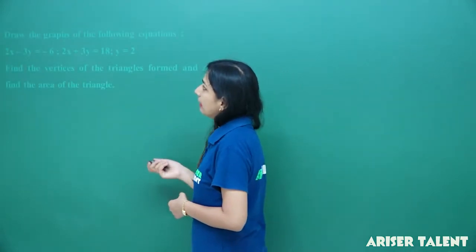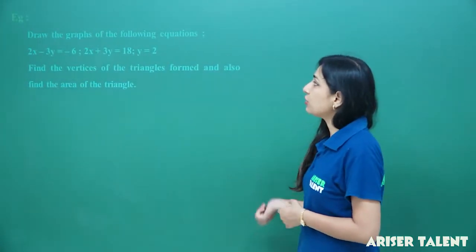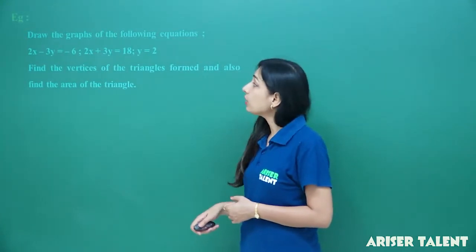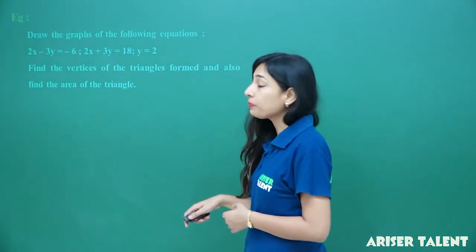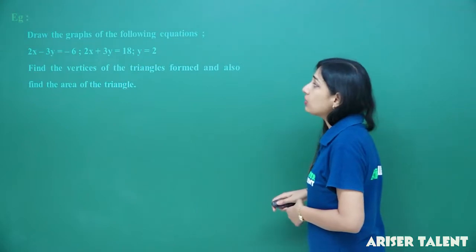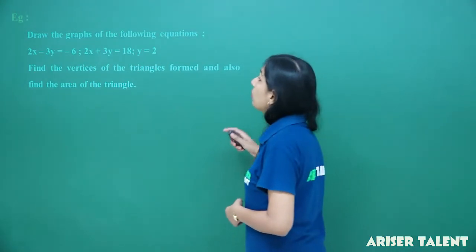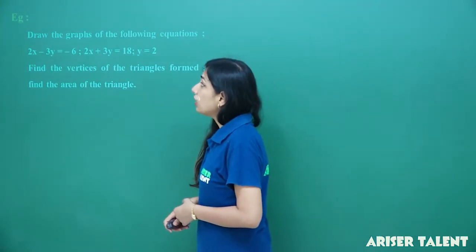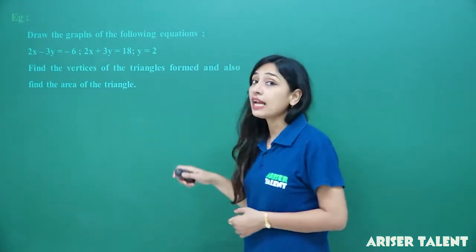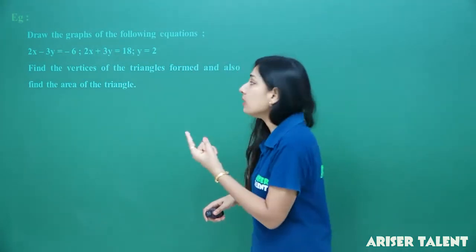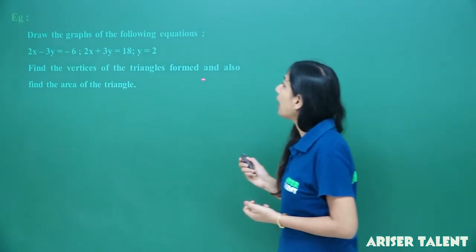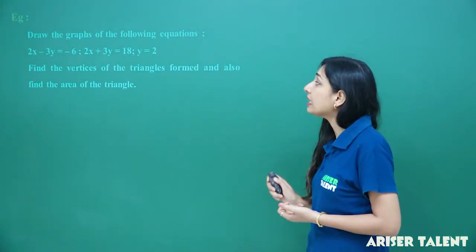question, right? Draw the graphs of the following equations: 2x minus 3y equals minus 6, 2x plus 3y equals 18, and y equals 2. Now you have to draw these lines on the graph. Now the second thing is what? Find the vertices of the triangle formed and also find the area of the triangle.